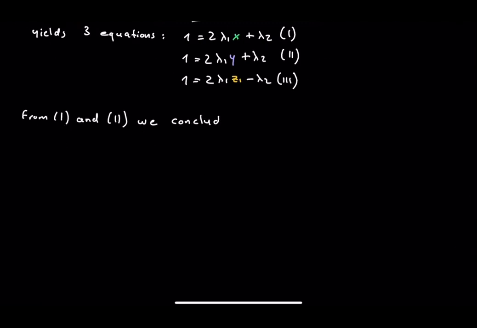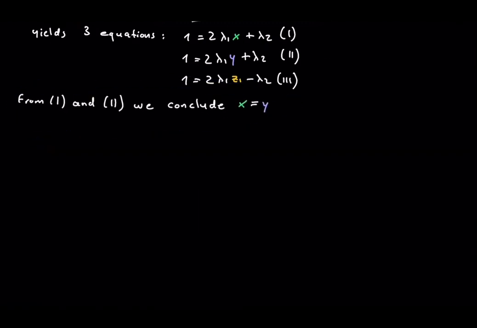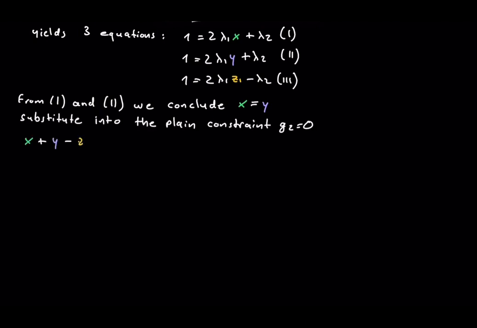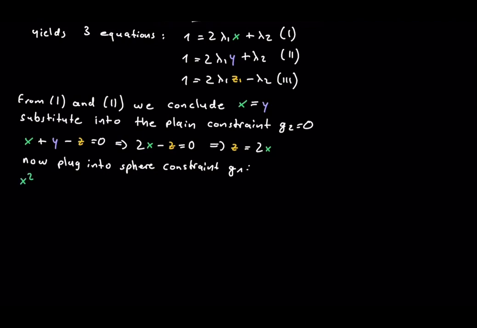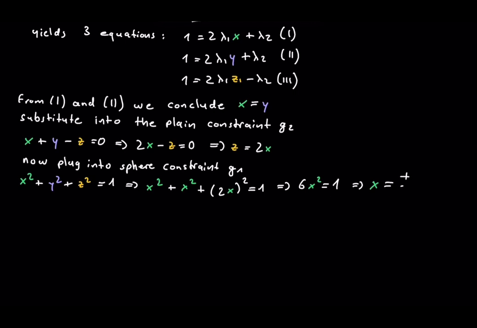From the first 2, we can see that x equals y. Substitute that into the plane constraint x plus y minus z equals 0. That gives 2x minus z equals 0, so z equals 2x. Plug this into the sphere constraint, x squared plus y squared plus z squared equals 1, which becomes x squared plus x squared plus (2x) squared equals 1. Simplify, 6x squared equals 1. So x equals plus or minus 1 over the square root of 6. Then y equals x and z equals 2x.